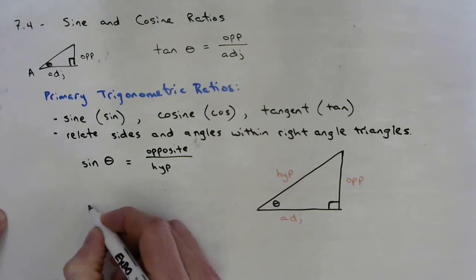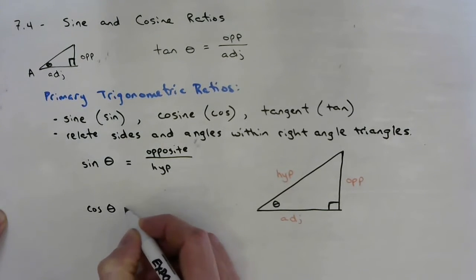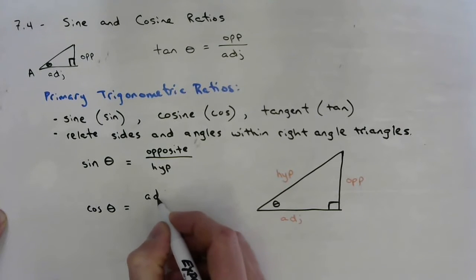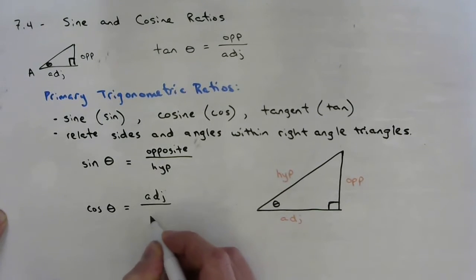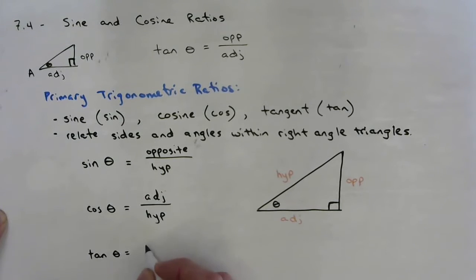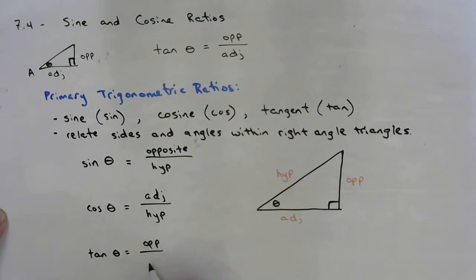We can also take the cosine of theta. The cosine is the ratio adjacent over hypotenuse. And tangent, we know from last time, is opposite over adjacent. These are the three primary trigonometric ratios, okay?